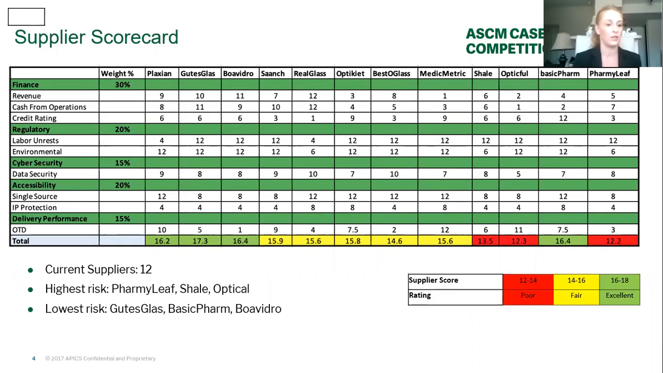With this scorecard, you can see how suppliers are performing and analyze their results, determine areas in which they need improvement, and decide whether or not to continue supply relations or pursue alternative suppliers. Next, we'll take a look into our analysis of Glassworks.